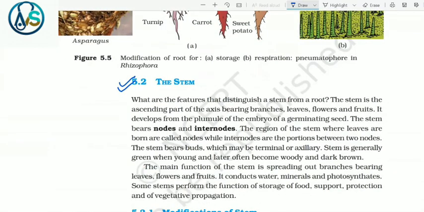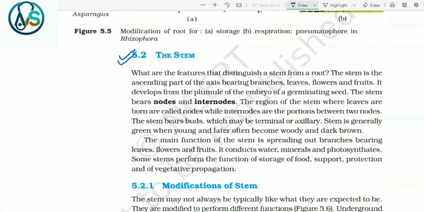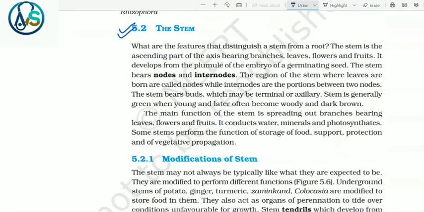5.2 The stem. What are the features that distinguish a stem from a root? The stem is the ascending part of the axis bearing branches, leaves, flowers and fruits. It develops from the plumule of the embryo of a germinating seed. The stem bears nodes and internodes. The region of the stem where leaves are borne is called a node, while internodes are the portion between two nodes. The stem bears buds, which may be terminal or axillary.